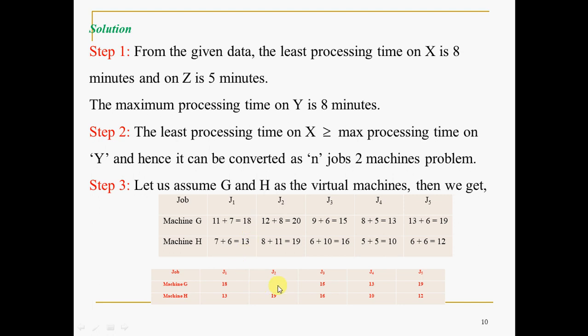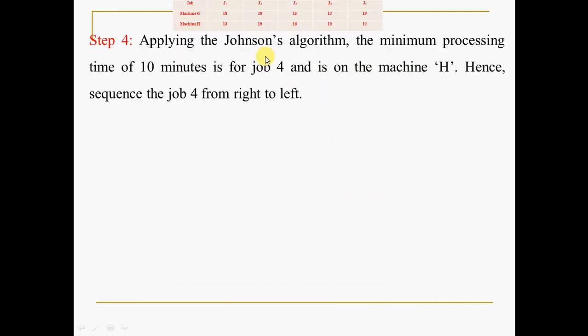Fine. 18, 20, 15, 13, 19, and so on. 13, 19, 16, 10, and 12. Now let us sequence first, then we'll think of obtaining the elapsed time and all. Now same thing, for convenience I have taken it here.